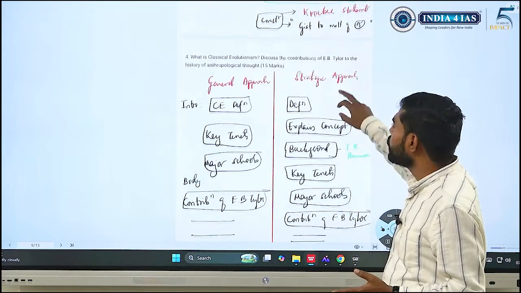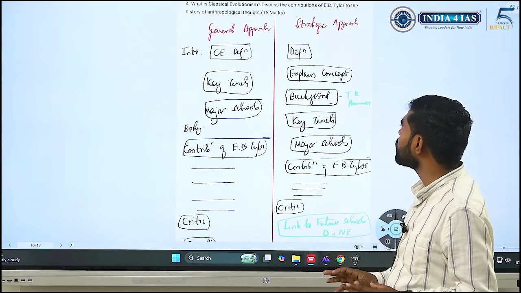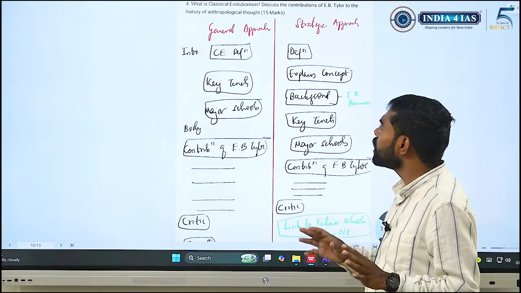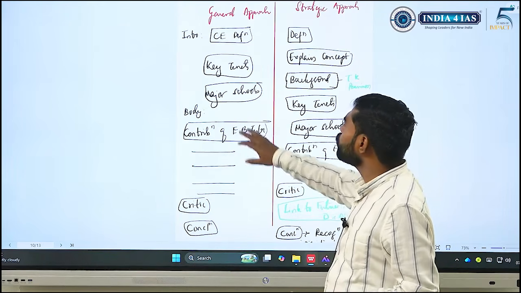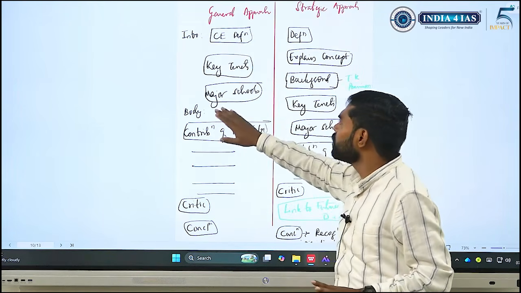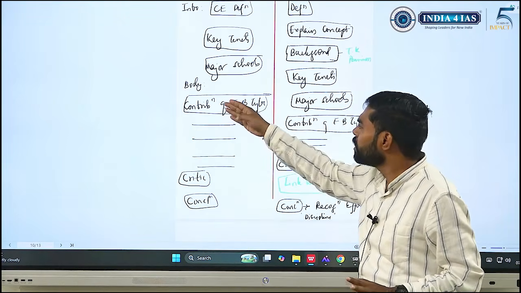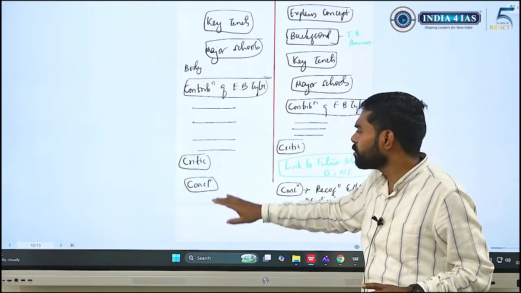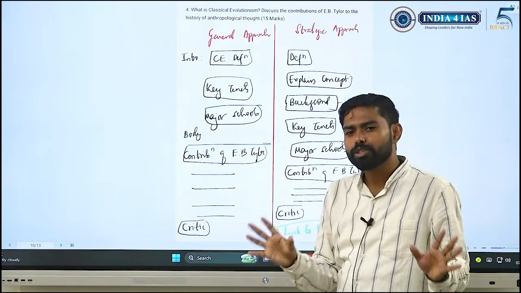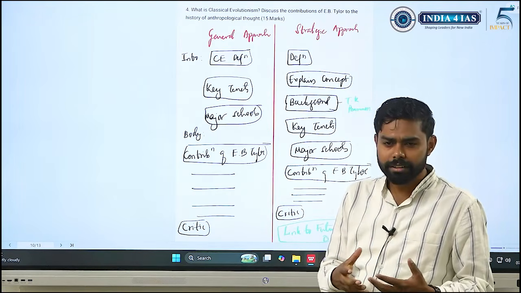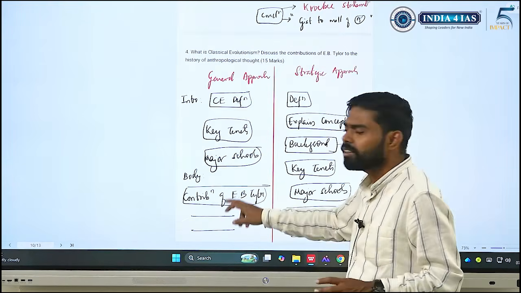Okay. So the fourth question: what is classical evolutionism? Discuss the contributions of E.B. Tylor to the history of anthropological thought. So what would be the general approach? Define classical evolutionism and write its key tenets and major schools, list out the contributions, then criticisms, and then conclusion. Yes, this is a general template which everyone knows. Even the most beginner in anthropological study will be writing these many dimensions.